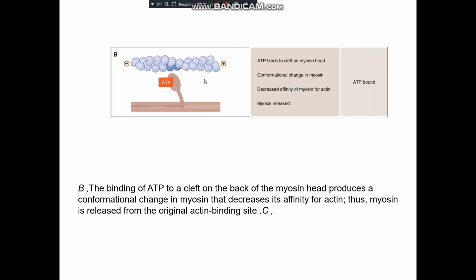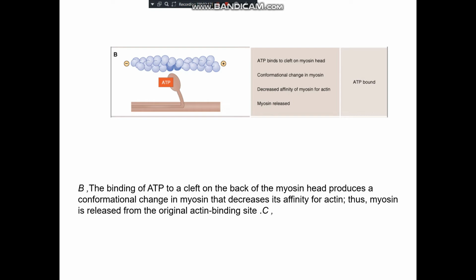See, the ATP binds to the cleft on the myosin head, and this brings some conformational changes on the myosin, and that decreases the affinity of this myosin head with the active site on the actin. As a result, myosin is released. This is possible because of the conformational changes in the head of the myosin. This takes place by the attachment of ATP.